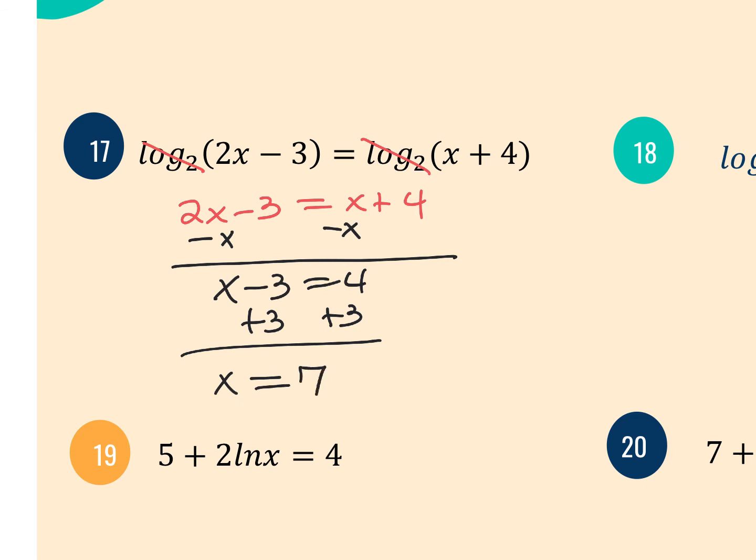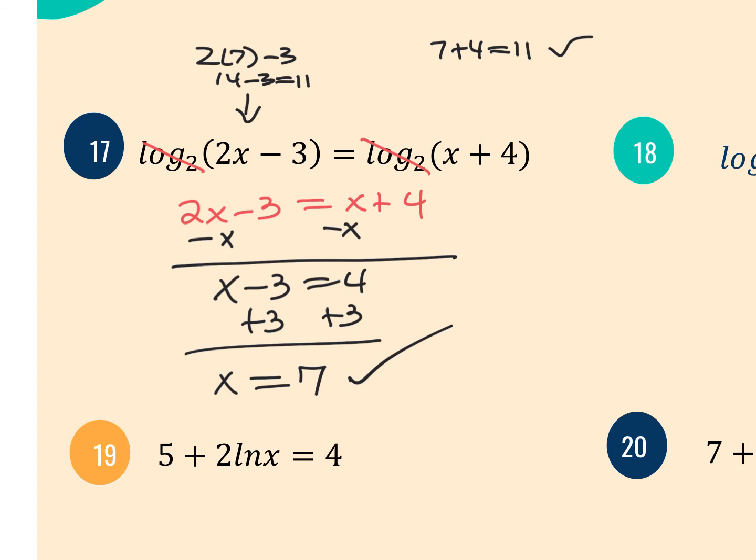Again, my original problem was a log equation, so I need to plug it back in. So when I plug it in right here, I'm doing 2 times 7 minus 3. 14 minus 3 is 11. It's good on that one. And then when I plug it in here, 7 plus 4 is 11. It checks on both. x equals 7 is good.